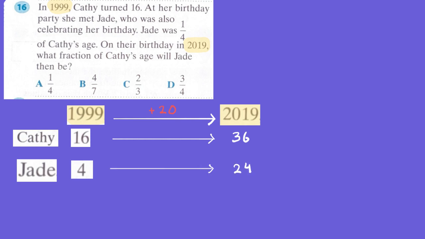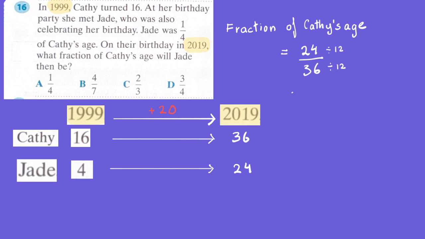Now, to calculate what fraction of Kathy's age will Jade be, we need to put 24 over 36, which is Kathy's age. Now, that's not anywhere near the answer, so let's say if we divide both upper and lower by 12, we should get to 2 over 3. And that's the answer to this question, C.